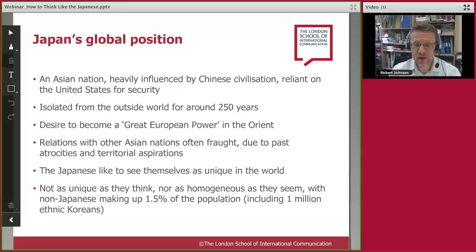Of course, there are many things that are similar. And also they're not quite as homogenous as they seem, as in all of the Japanese see themselves as just Japanese. And actually there is a certain amount of diversity, not on the same level as in Europe or in North America or many other cultures, but there is a certain amount of diversity there. So 1.5% of the population is non-Japanese, and that includes 1 million ethnic Koreans who actually don't get all of the benefits of being citizens. Even second, third generation, they have to keep an outsider status in Japan. So it's certainly an insular place.